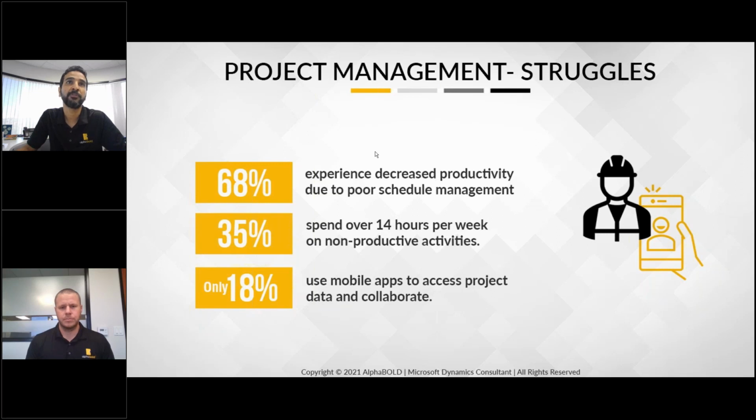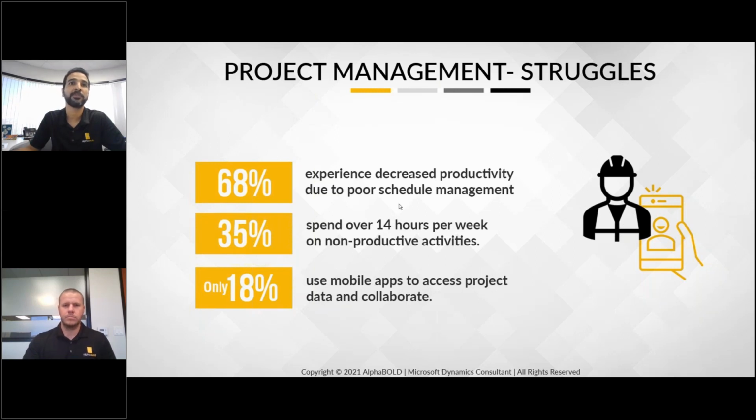From the challenges standpoint, 68% experience decreased productivity due to poor schedule management. Just not knowing who is working on what, when, and when they are available, when they will be booked. There's no holistic view to be able to see that, which causes lots of challenges. 35% spend more than 14 hours per week on non-productive activities. When I say that, it means just searching for information or asking questions that they should be able to access directly themselves.